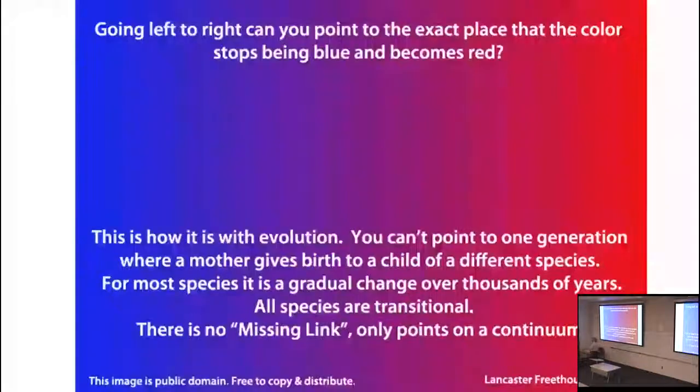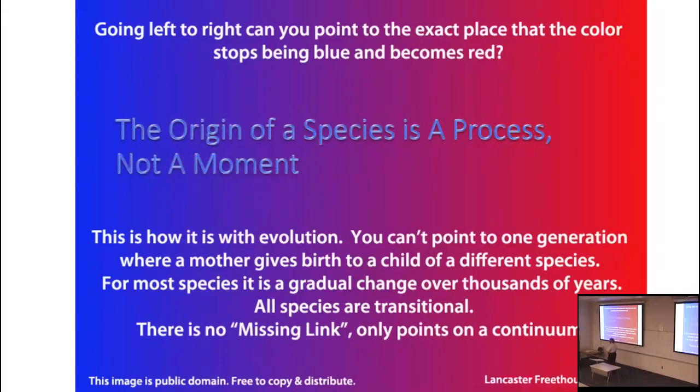So, and this is the slide we're going to end up on. Going from left to right, can you point out the exact place that the color stops being blue and starts being red? No. That's the way it is in evolution. There's never a case where you go from one generation to another, where a mother gives birth to a child of a different species. That's not how it works. It's a change that takes place over generations. There's not a missing link, it's a continuum. So the origin of the species is a process.